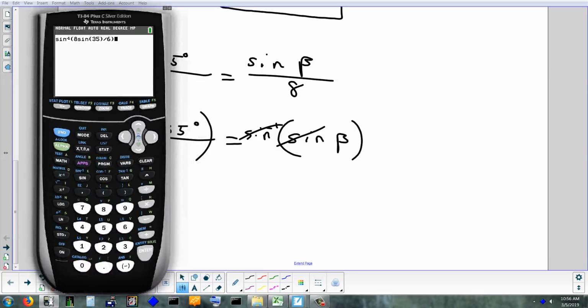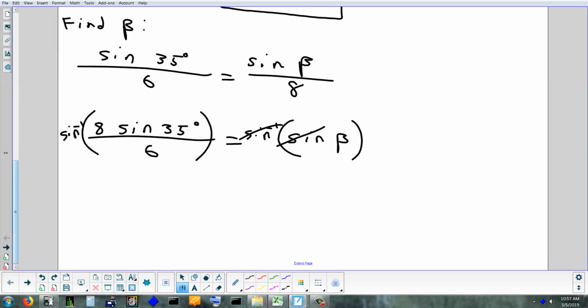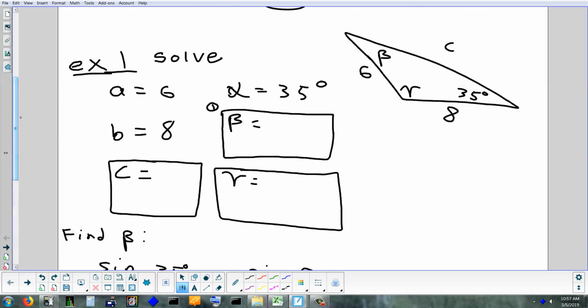Now when I hit enter, if I get an answer, then assuming I did all my work right, there is a solution. If I get a domain error, then there's no solution. Okay. There is a solution, which means I also have to check for a second one. 49.886.